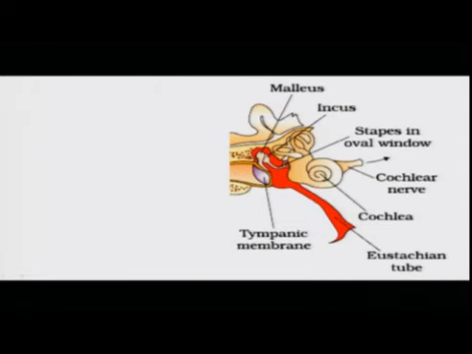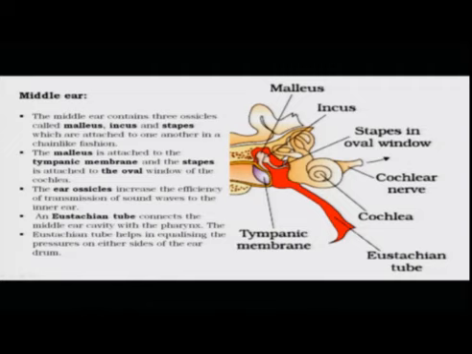So, then let us look at the middle ear. As I told you, the chamber that lies beyond the tympanic membrane or the eardrum is called the middle ear. This chamber has three small bones which are called ear ossicles. The bones have very fancy names like malleus, incus and stapes. What they are called in very layman's terms is the hammer, the anvil and the stirrup.